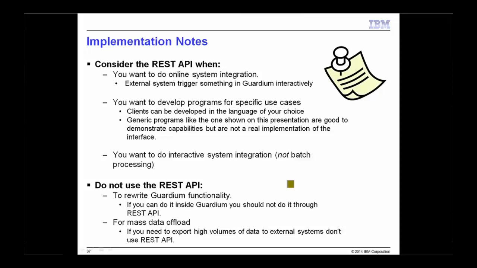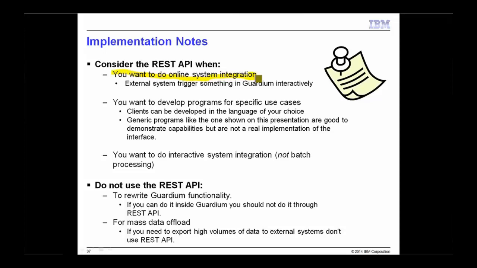Now I want to talk a little bit about when to use the REST API and when not to use the REST API. And Joe's demo was great, and it showed a lot of the capabilities, and this can be a little confusing. The first tip is the REST API is intended for online system integration, integrating different software systems with Guardium functionality. Let me give an example of a use case that we mention in the article.